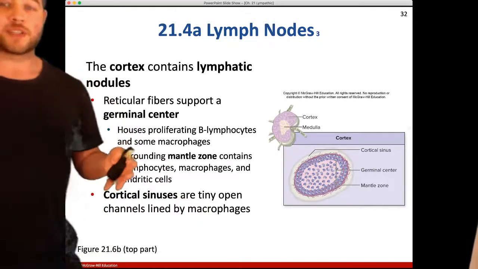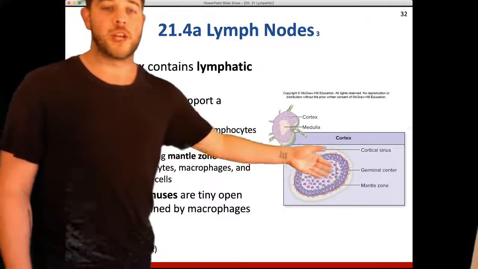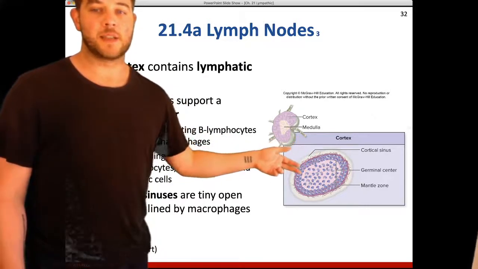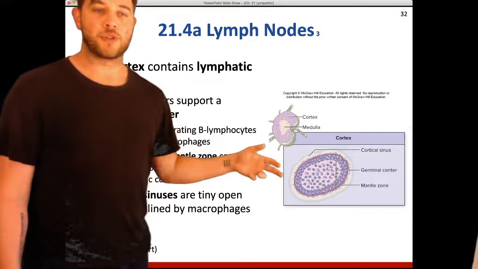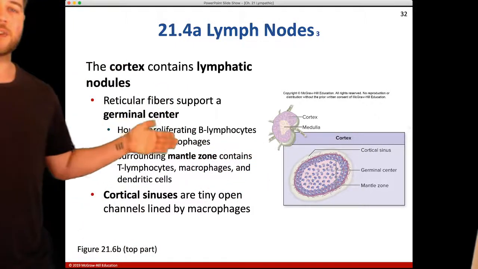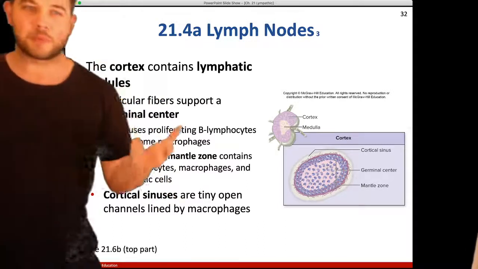What I want you to be able to understand from this is, partly, the structure of it. Know that you have the inner germinal center, you have the cortical sinuses connecting them, and then you have this outer mantle zone. You should know all of that. But really what I want you to be able to see is the different types of cells that are going to be in each one of those areas, and what the purpose for that is.